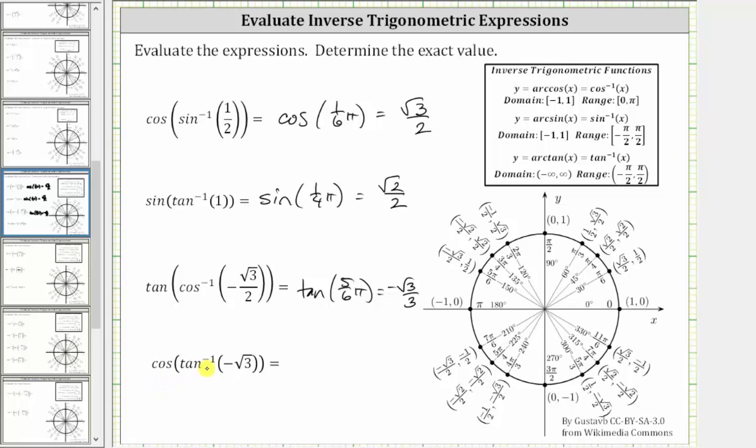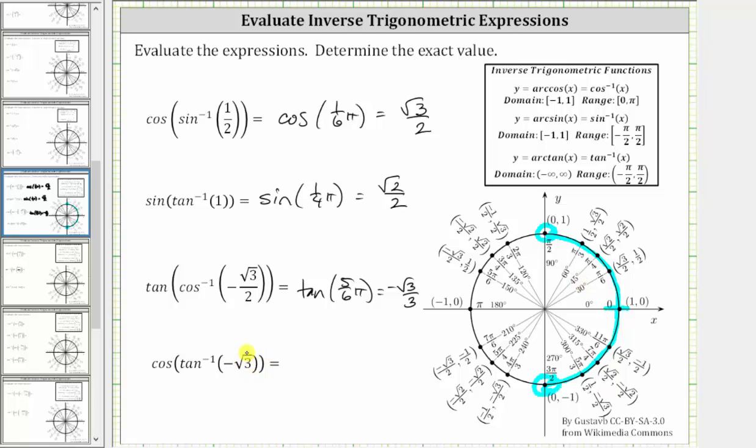The last expression is cosine of inverse tangent of negative square root 3. And the output of inverse tangent is from negative pi over 2 to positive pi over 2 radians, not including the endpoints, which means the angle will be from 0 to pi over 2 radians, not including pi over 2, or from 0 to negative pi over 2 radians, again not including negative pi over 2. Now we need to find the point on the unit circle in this interval where y divided by x is equal to negative square root 3.